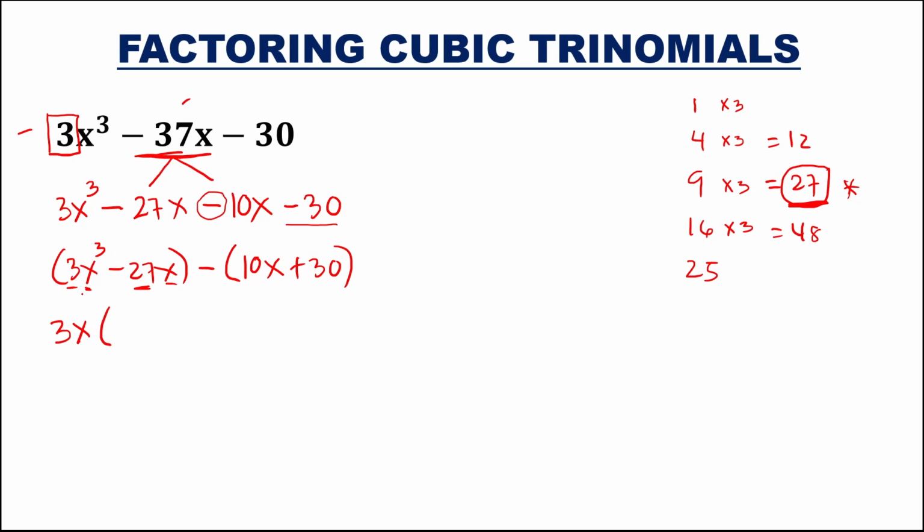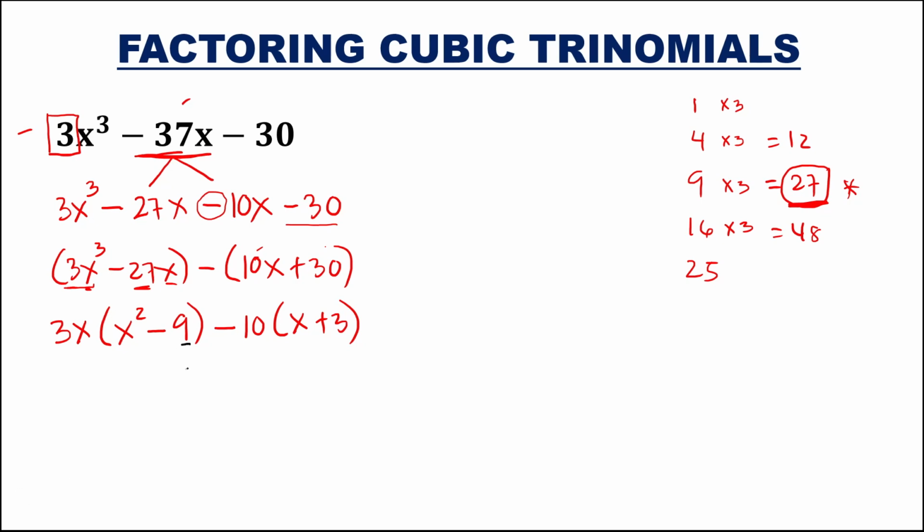So therefore, the remaining, this 3x to the power 3 divided by 3x becomes x squared. Then minus this 27 divided by 3, so this is 9. Then minus for the second group, we need to put this 10 outside. So divisible by 10, this becomes x plus 3.